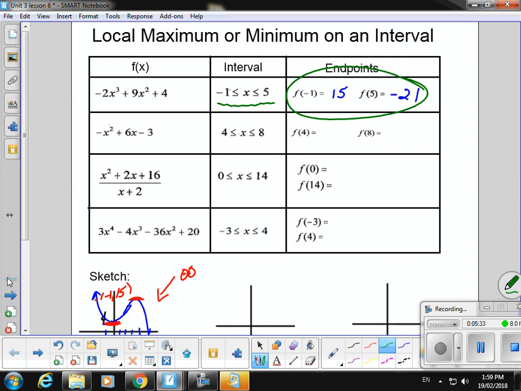Let's look at the second function. f of x equals negative x squared plus 6x minus 3 in the interval from 4 to 8. So I'm going to determine what the value of those two endpoints is. f at 4, negative 16 plus 24 minus 3 is 5. And f at 8 is negative 19. So I have my two endpoints figured out. One of them might be the maximum value, one of them might be the minimum value, but I also need to look at the extrema.